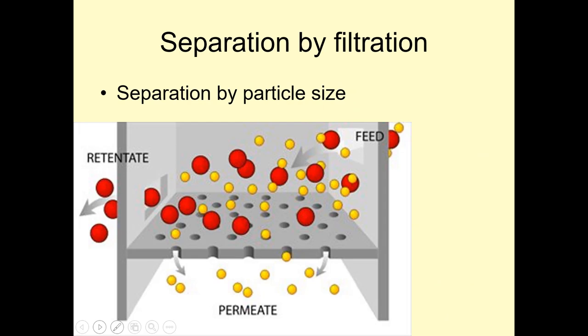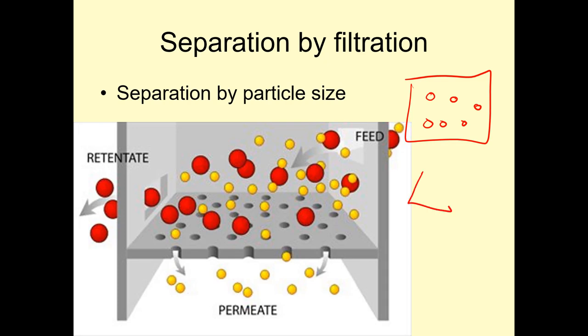Separation by filtration. Separation by particle size. You should be able to draw something where you've got holes on a filter like this, and then the question will be, can this pass through the filter? You use your great knowledge of talking like a little baby Chucky, and little baby Chucky would say, the square can't fit through the little holes. So the filter would catch the square, but it would let my little dots go through because the dots are smaller than the holes. And that's it.